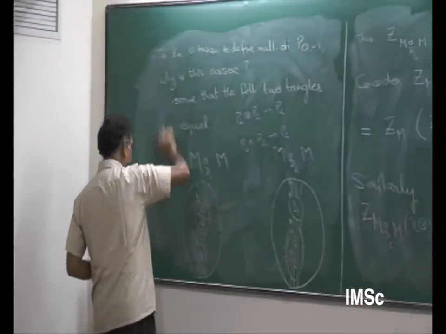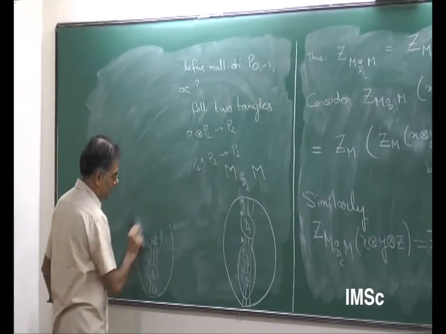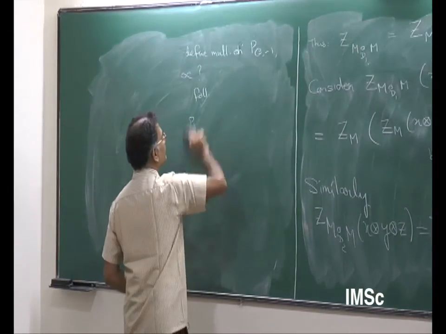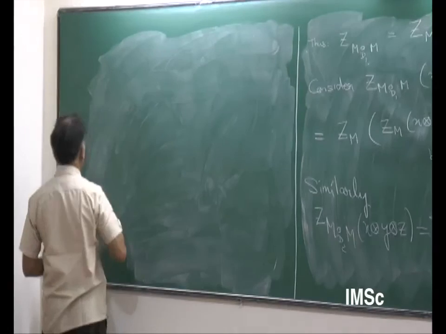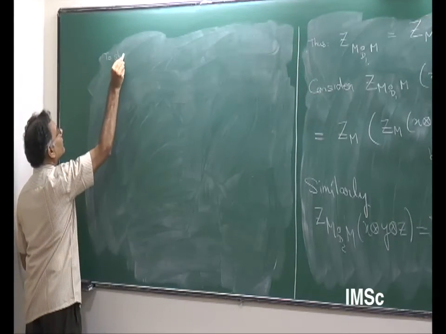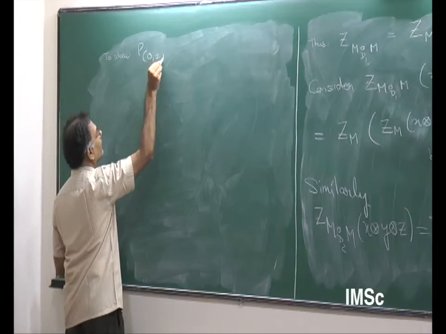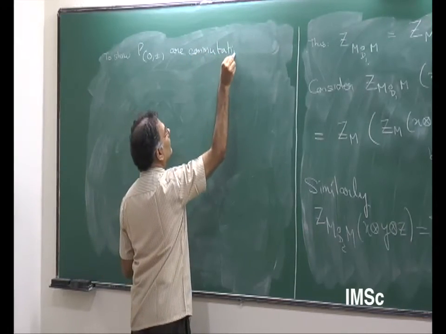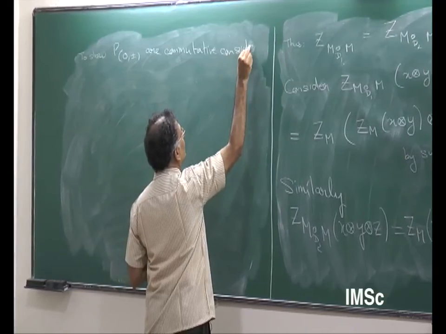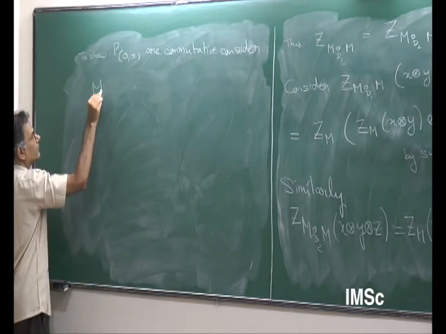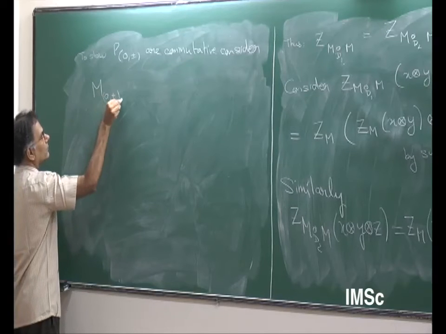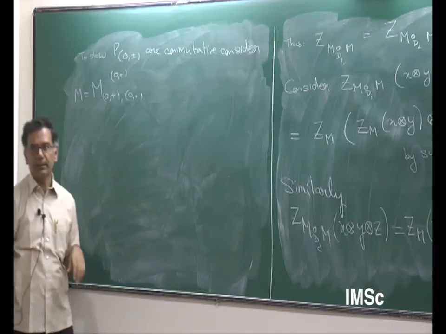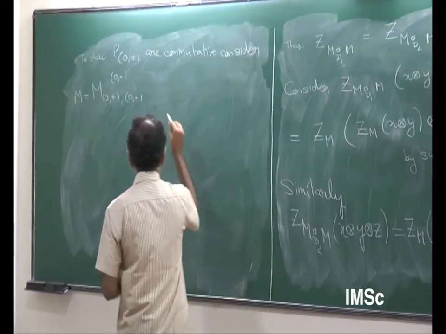algebras, and part of the assertion also was that p0 plus and minus are commutative algebras, and this really uses the isotopy invariance. So to show that p0 plus or minus are commutative, consider m0 plus minus. Let's consider this multiplication of 0 plus. The multiplication of 0 plus is the following tangle. I have drawn this earlier.